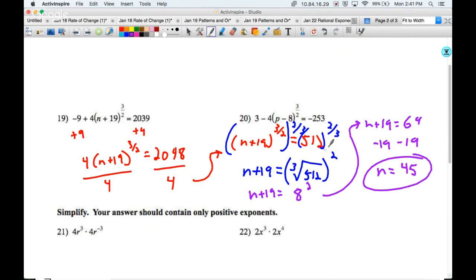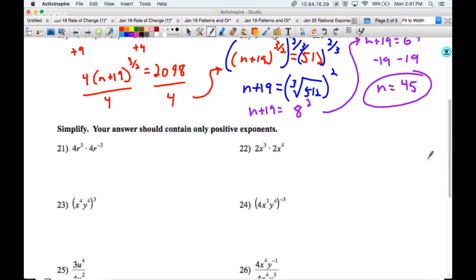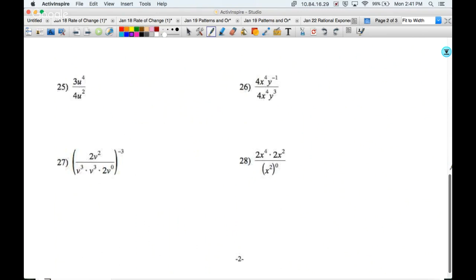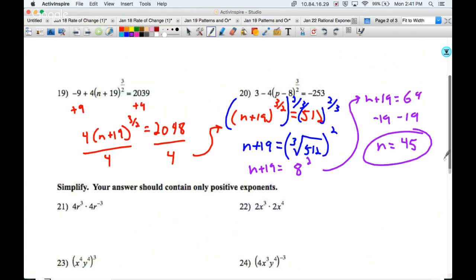And if you've got a calculator, you don't need to go to the radical form here. You can just do 512 to the power of 2/3. I was trying that in my calculator. I forgot to put parentheses around the 2/3, and so I was getting a strange answer. I was getting 512 to the power of 2, then divided by 3. It's not the same.